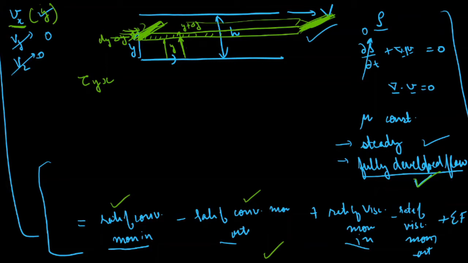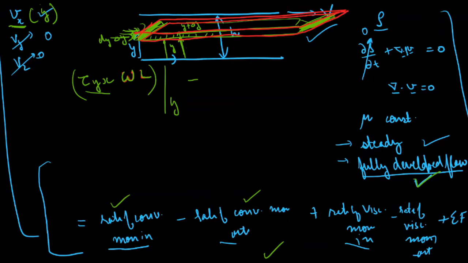So this is a tensor quantity. Now tau yx is the momentum flux and we need to multiply by the area through which the momentum is going in. From this area we can see that this is w multiplied by l, at y, and minus the rate of momentum out, which will be happening at y plus delta y. So this will be happening at this particular surface which is a little bit above in y. So this will be tau yx w l at y plus delta y.